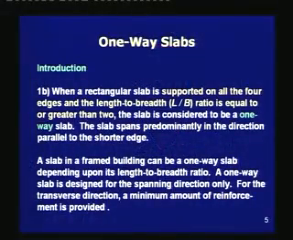A slab in a framed building can be a one-way slab depending upon its length to breadth ratio. A one-way slab is designed for the spanning direction only. For transverse direction, a minimum amount of reinforcement is provided. Thus, given a building plan, first we have to determine whether a slab is one-way or not depending upon the length to breadth ratio, and if they are supported on all the four sides.